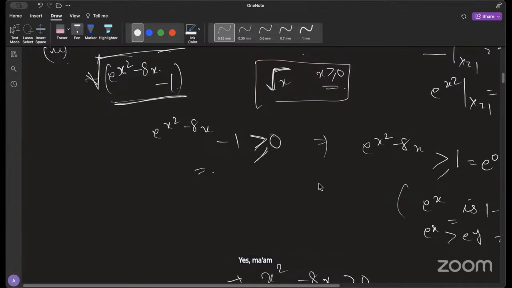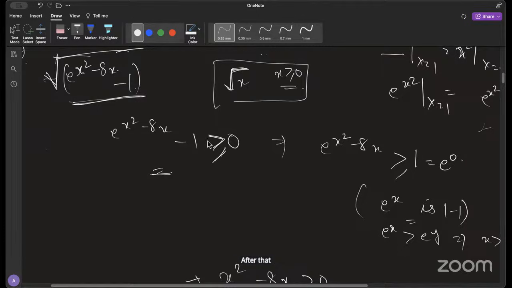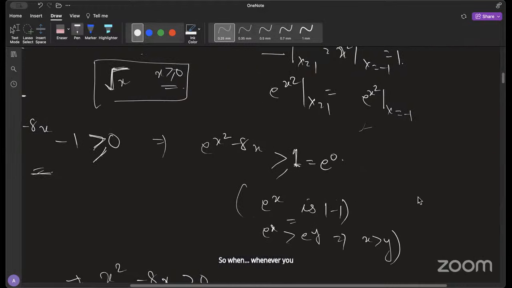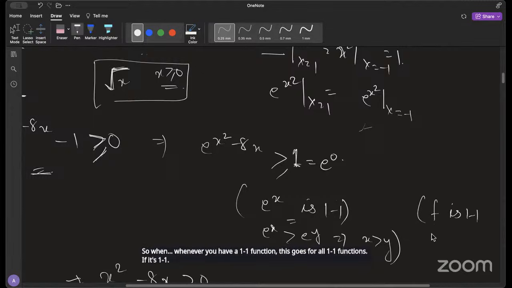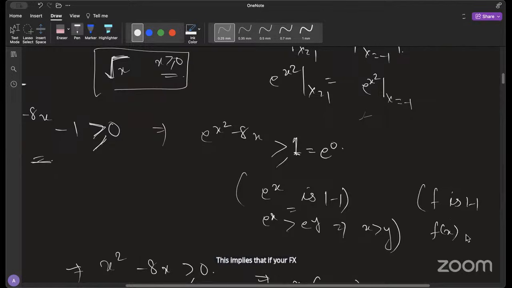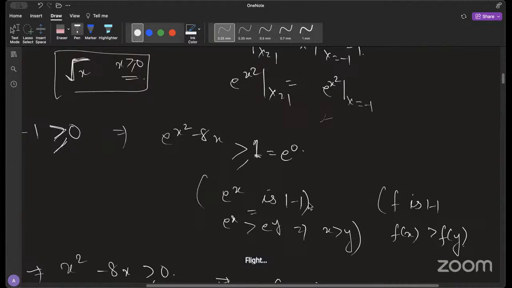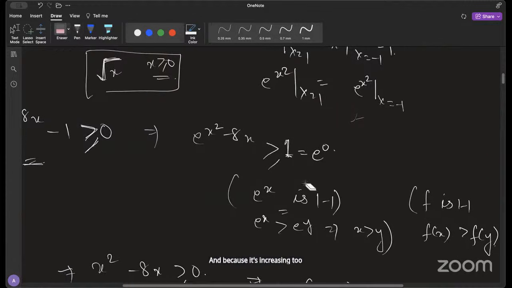Yes, ma'am. After that? After that, you take this thing and take one on the other side. So one is on this side. Now from here, you can do two things. Either you write 1 equals e to the power 0, and we know that e to the power x is a 1-1 function, right? So whenever you have a 1-1 function, this goes for all 1-1 functions. f is 1-1. This implies that if your f(x) is greater than f(y), and because it's increasing too, I forgot to mention this thing.